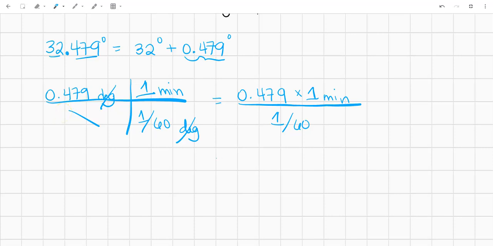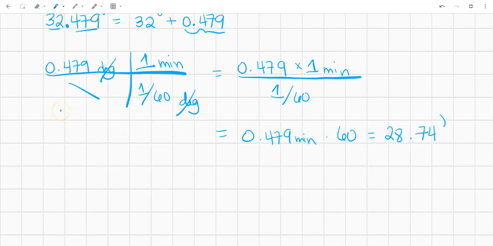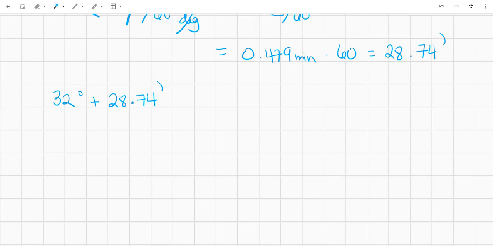This is the same thing as 0.479 times 60 minutes. Multiplying that together, you will get 28.74 minutes. So I can rewrite what I have so far as 32 degrees plus 28.74 minutes. Now I need to convert this 0.74, since the 28 is going to be my minutes. So far I have 32 degrees plus 28 minutes plus 0.74 minutes.